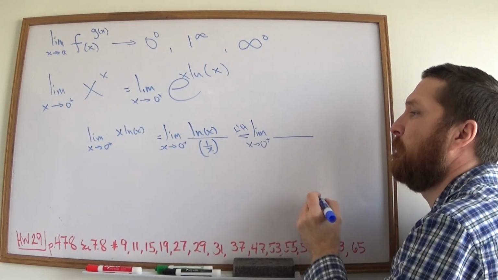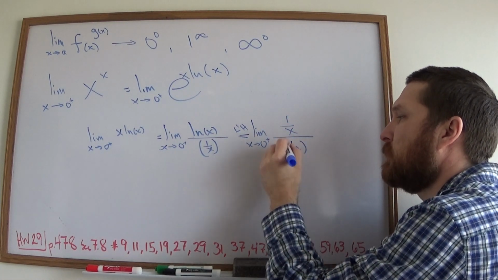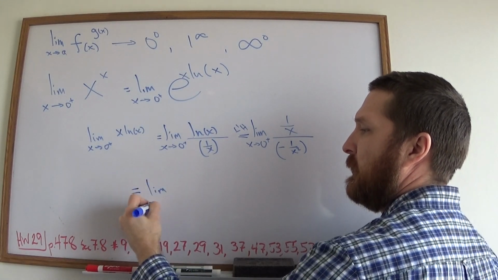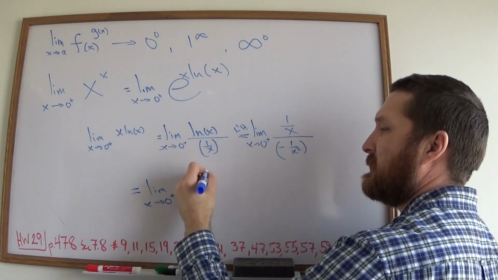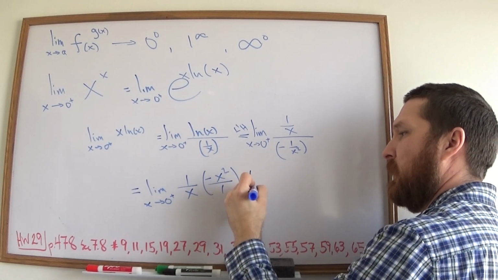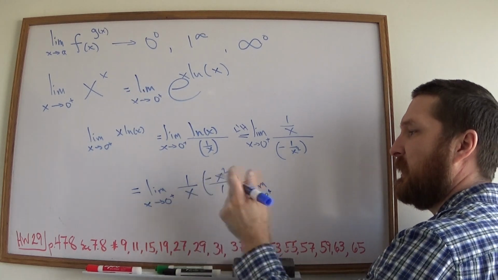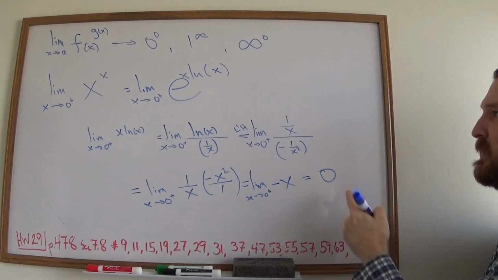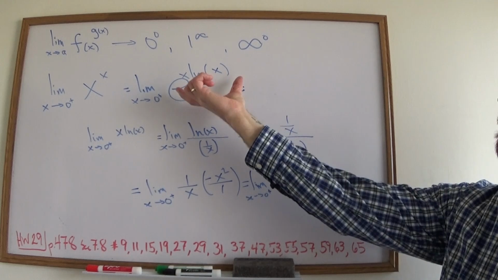What do we get on the top? 1 over x over negative 1 over x squared. Cancel the x's. I'm going to rewrite this. It's just 1 over x times negative x squared over 1. And now I get the limit as x goes to 0 from above of negative x, which is just 0. And so now I say that this is the same thing as e to the limit we took right there.